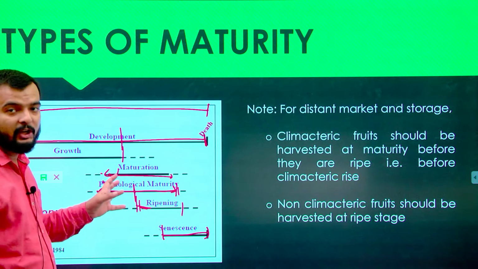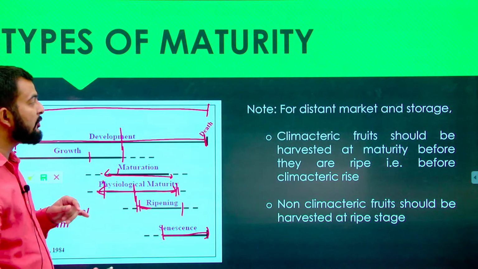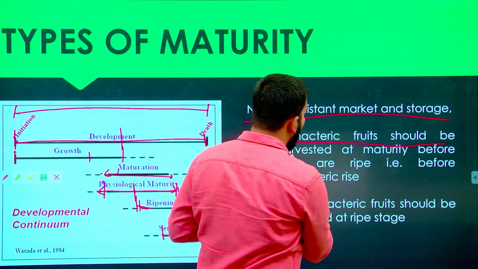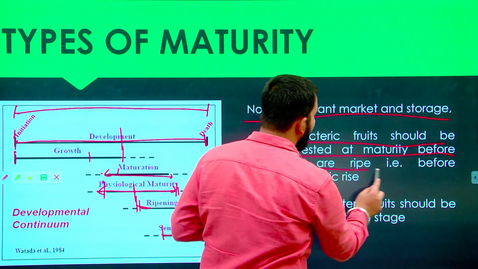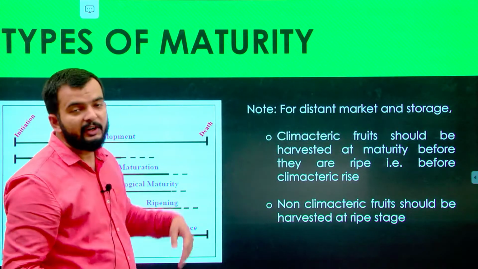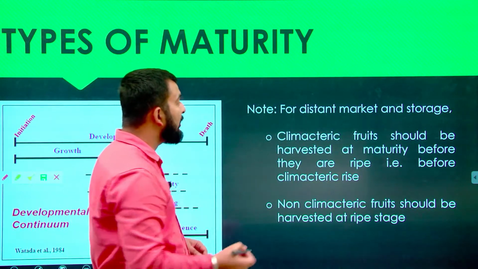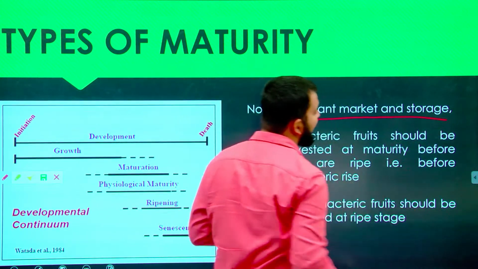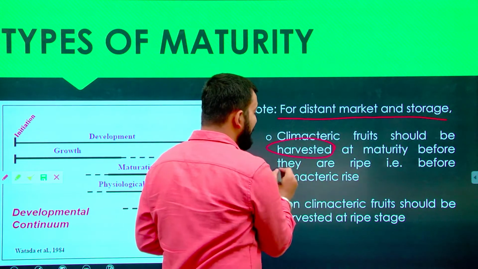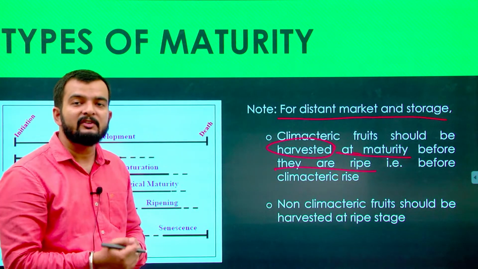Now if we see commercial maturity, it can be any of these stages depending on the requirement of the consumer. For distant markets and storage, climacteric fruits should be harvested at maturity before they are ripe and before the climacteric respiration rises. We have studied climacteric fruits, right? So climacteric fruits can ripen even after harvesting. So when you are transporting, or selling in distant markets or storage areas, climacteric fruits should be harvested at maturity before they ripen.